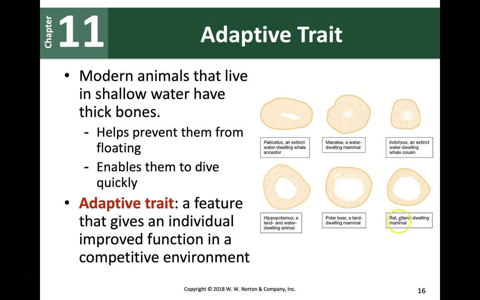This is bottom right. Here you have the rat, which is a land-dwelling mammal. What you're seeing is actually the bone structure. You can see how hollow the bone is for the rat, which is a land-living mammal, which should have hollow bones. Why? Because they're going to be lighter, so it's going to be easy for a rat to run around because of those less dense, less heavy bones.